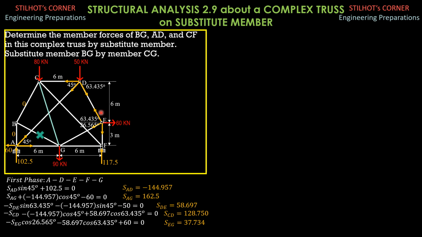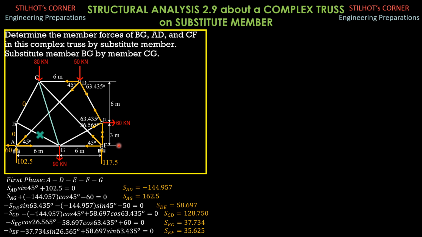Summation forces Y equals 0, negative SEF, then minus SEG, so minus 37.734 sine of 26.565 degrees, then plus SDE, so plus 58.697 sine of 63.435 degrees equals 0. So SEF is equal to 35.625 kilonewtons. We then proceed to joint F here. FBD will be as shown, then angle 45 degrees here.